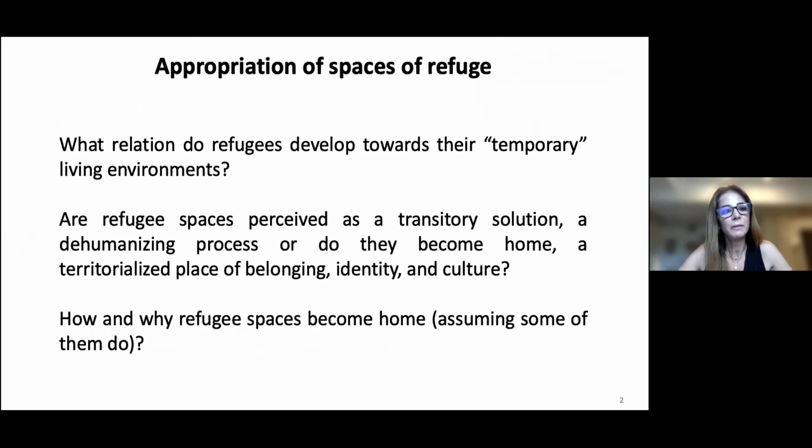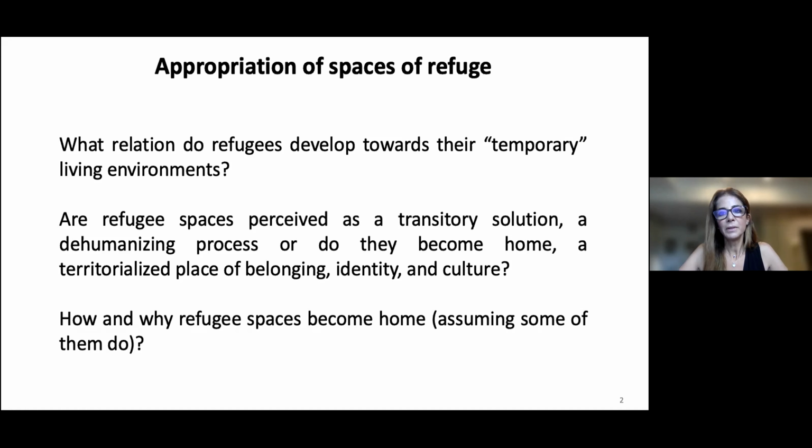It aims at answering the following questions. First, what is the relation between refugees and their so-called temporary living environments? Second, do refugees perceive their spaces as transitory solutions? Are they a dehumanizing process, as described by many researchers, such as Agamben, or do they become home, a territorialized place of belonging, identity, and culture? And finally, assuming that some refugee spaces become home, how and why do refugees transform these spaces?